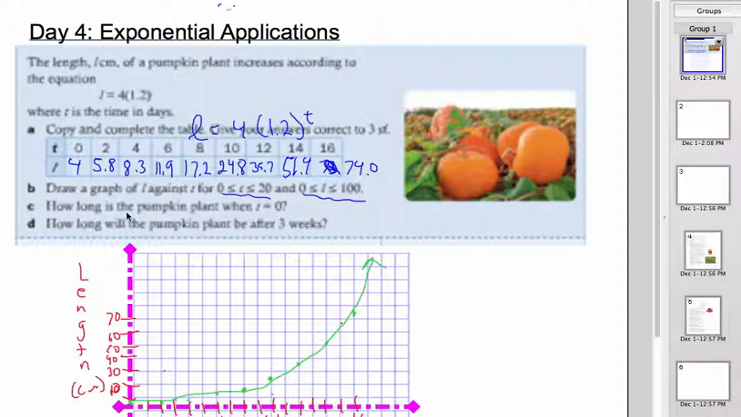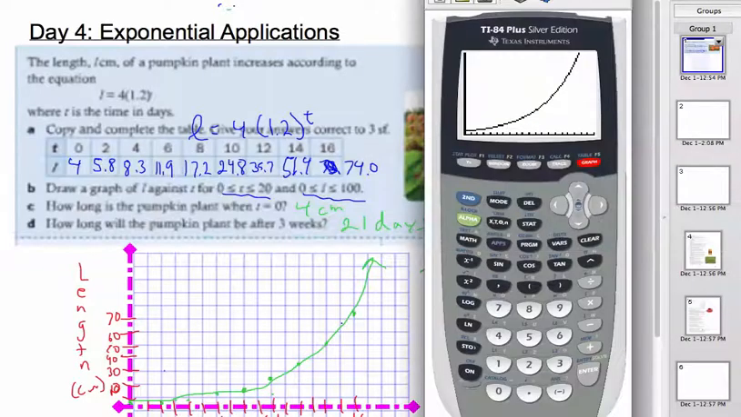There we go. How long is the pumpkin when t equals 0? That's going to be 4 centimeters, like in our table and on our graph. How long will the pumpkin be after 3 weeks? So 3 weeks is 21 days. We can use a formula: the length equals 4 times 1.2 to the power of 21. So let's use our calculator to figure that out.